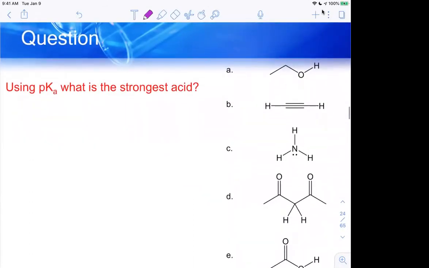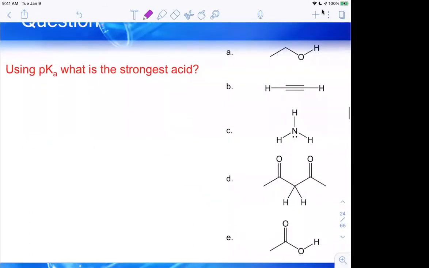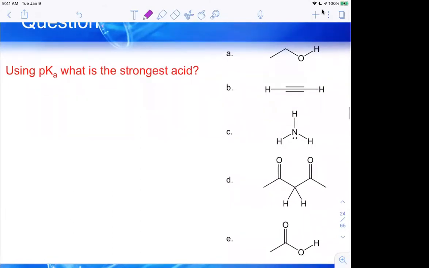So here's an example. Using pKa, what is the strongest acid? What I want to be able to do is use my pKa chart. And just to show you, I am going to have ethanol.